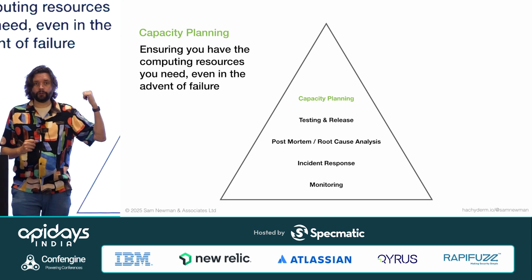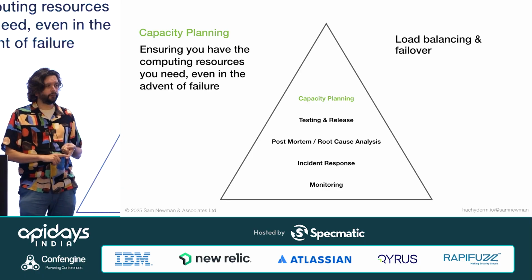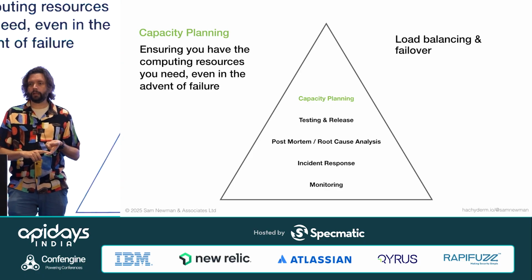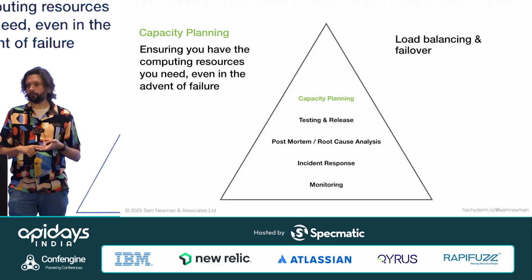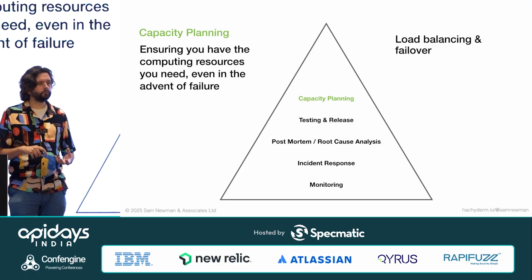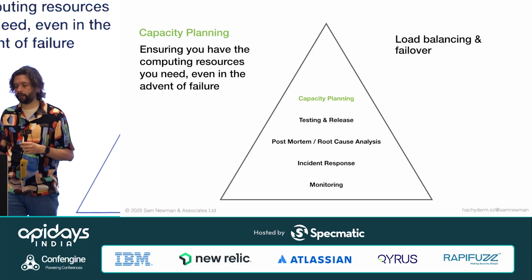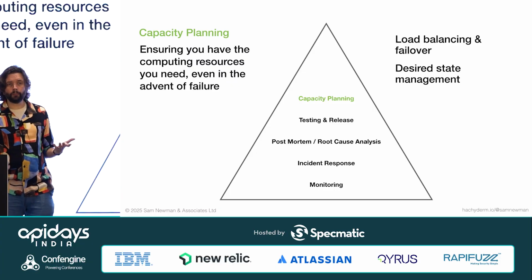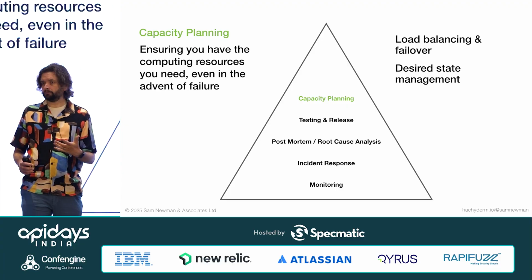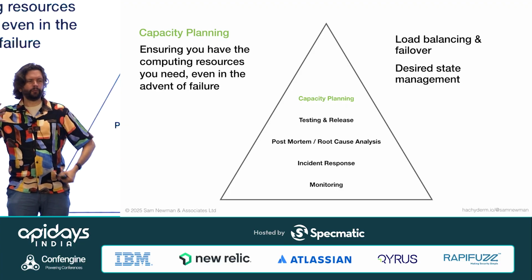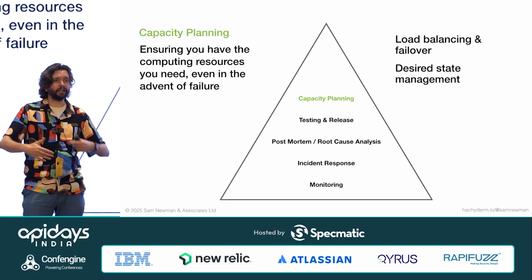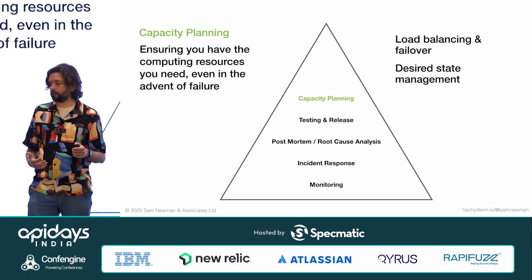So this covers things like load balancing and failover. So this could be, how do I go, starts off multi-instance, then multi-AZ, then maybe multi-region. What is your failover strategy? Where do you want to be in that whole approach? It would also encompass things like desired state management. So systems like Kubernetes give you this out of the box to an extent, which is, if something fails, how do I replace that automatically without manual operator intervention?